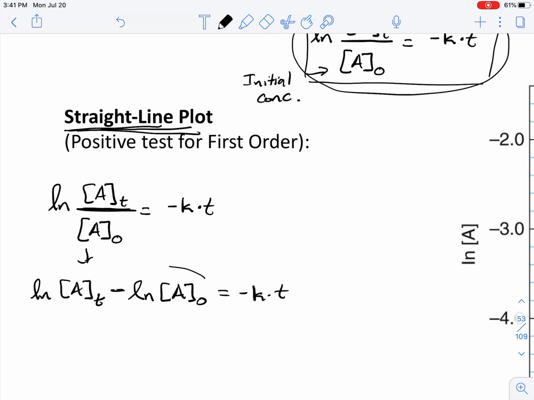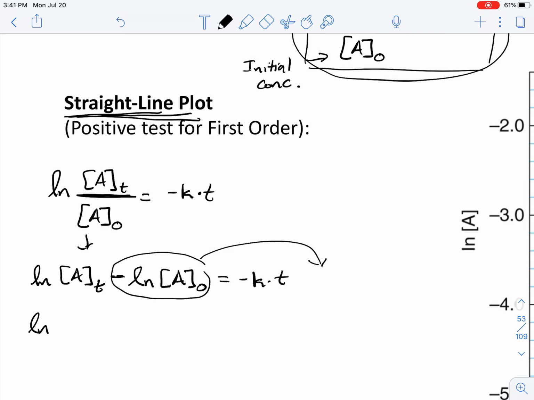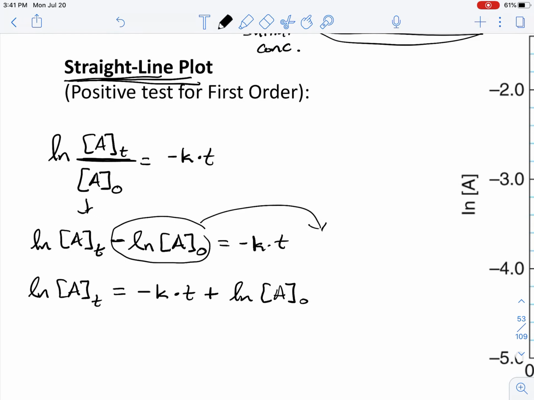And so what I'm going to do is take this term and move it over to the other side, so that I get the natural log of the concentration of A at any given time period is equal to negative k times t plus the natural log of the initial concentration. And so if you were to expand your first order kinetics integrated rate law equation, what you get is this straight line equation.